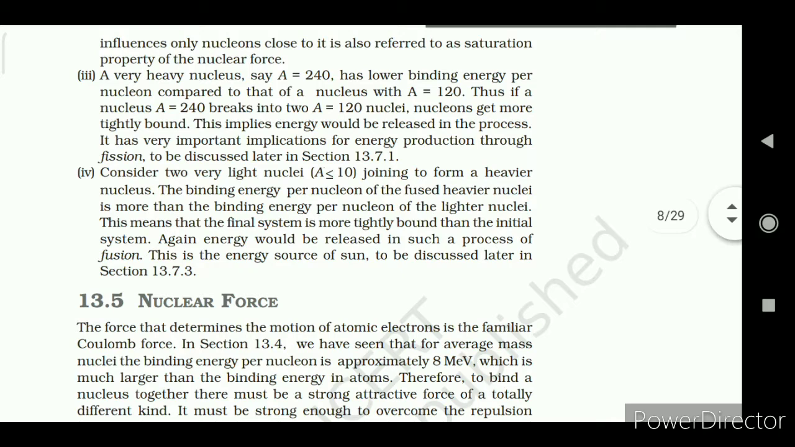Here, N naught is the number of radioactive nuclei in the sample at some arbitrary time t naught, and N is the number of radioactive nuclei at any subsequent time t. Setting t naught equal to 0 and rearranging the equation gives us ln N upon N naught is equal to minus lambda t, which gives N(t) is equal to N naught e to the power minus lambda t.